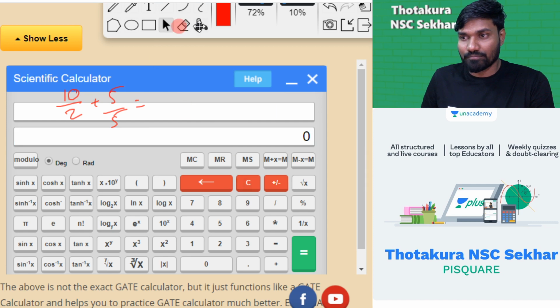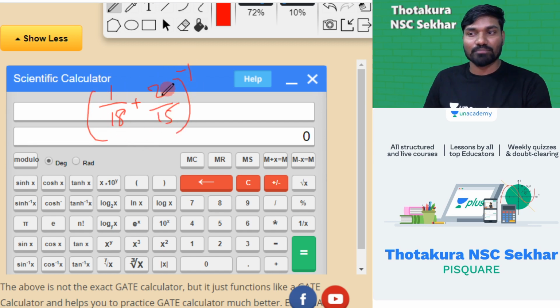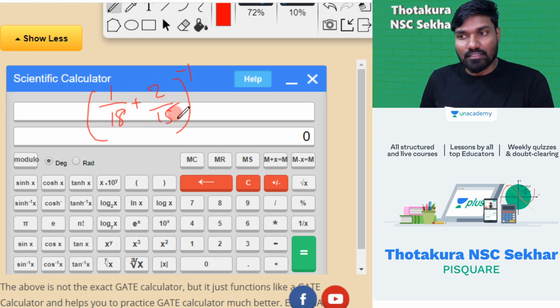Next one. What is the next one? Next one is, yeah, this is interesting, guys. We'll see this. Most of the students get confused with this. Inverse. You have to perform this: 1 by 18 plus 2 by 15 whole inverse. Now let me perform this in our regular calculator.